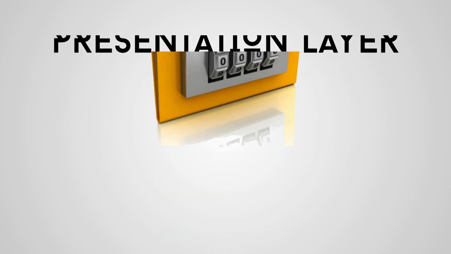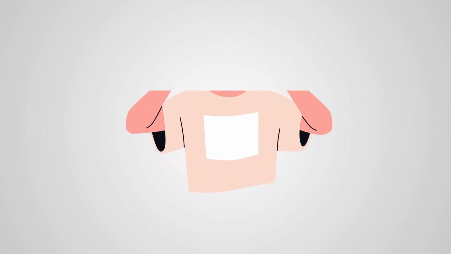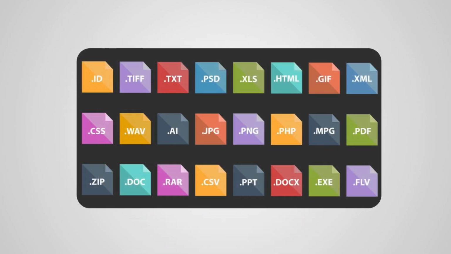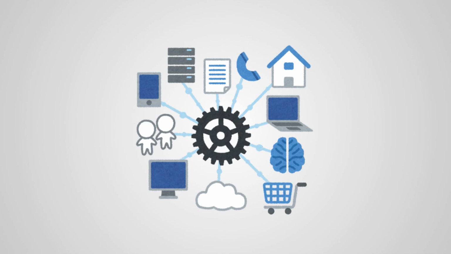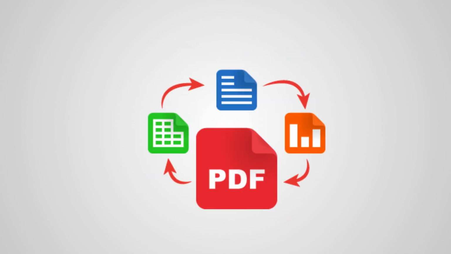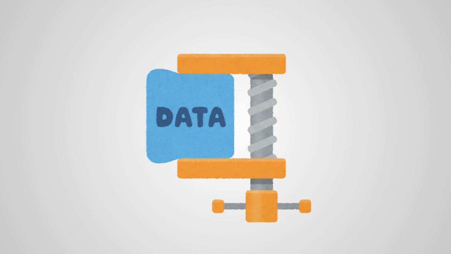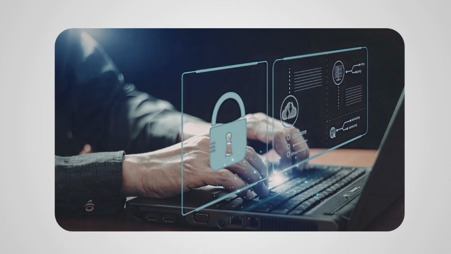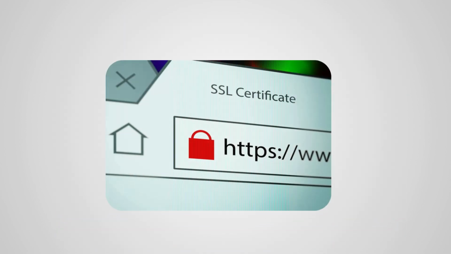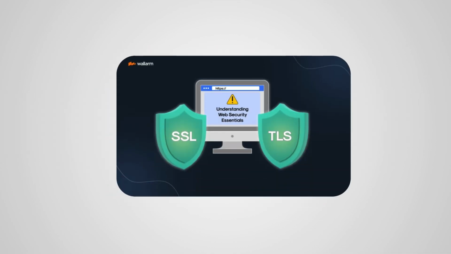Presentation layer. The presentation layer focuses on how data is formatted and presented so that different systems can understand it. It translates data between formats, compresses information to reduce its size, and encrypts data to keep communication secure. For example, when you visit secure websites, encryption technologies such as SSL and TLS help protect the information being transmitted.